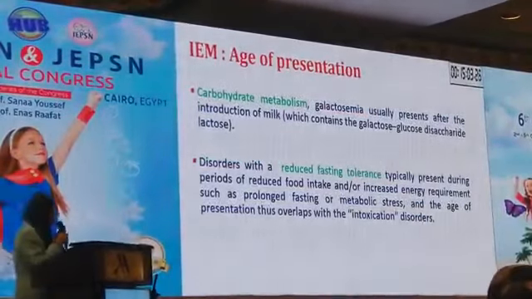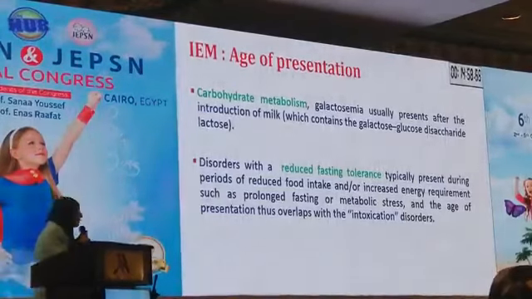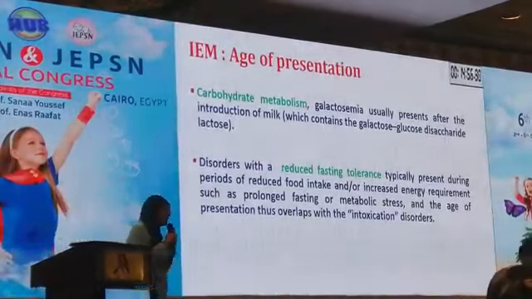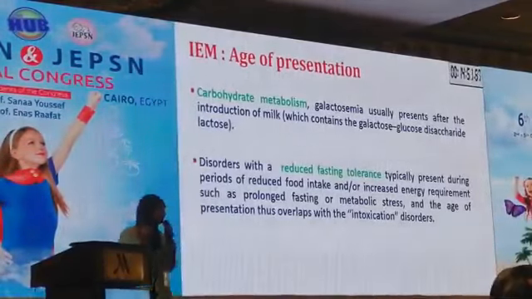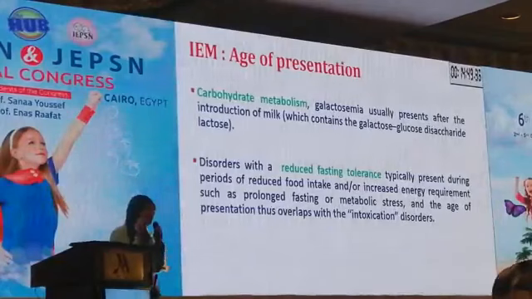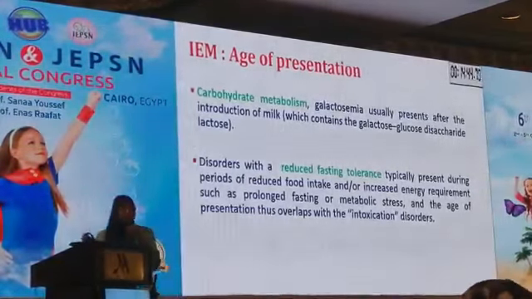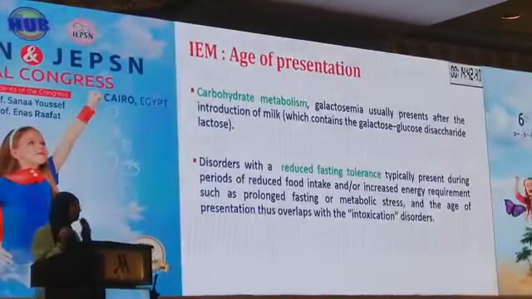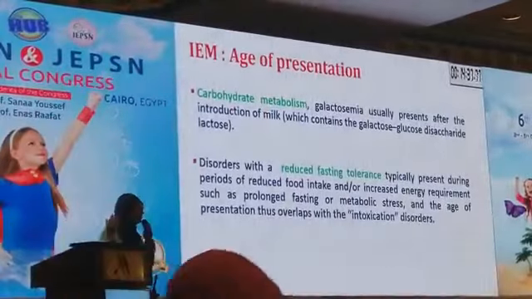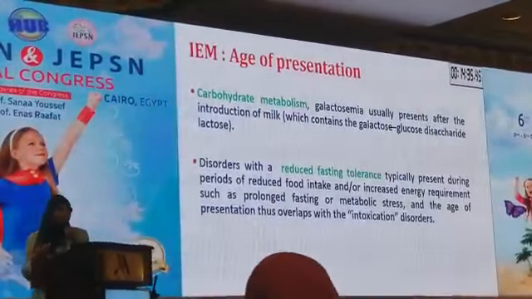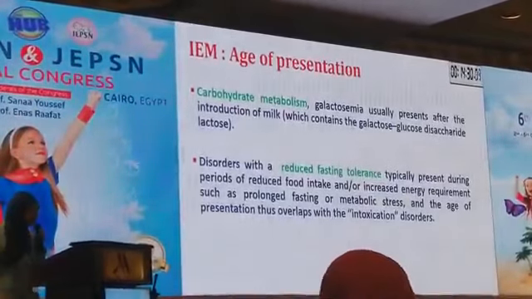Carbohydrate metabolism disorders, like galactosemia, usually present after the introduction of milk, and those babies can have a catastrophic presentation. Galactosemia is the most common metabolic liver disease, which can start even in the first week of life from ingestion of milk containing lactose. This is very important because those babies, if we start early by screening for galactosemia, can be preventable. So it is very important for those babies to have regular screening.